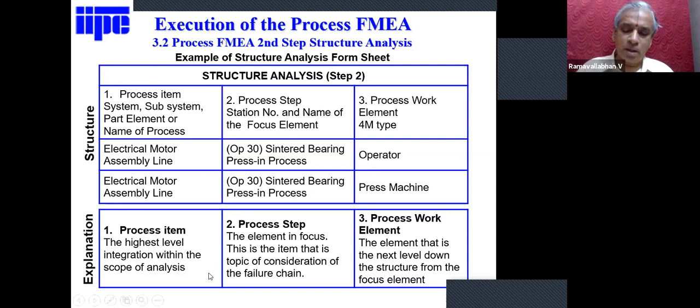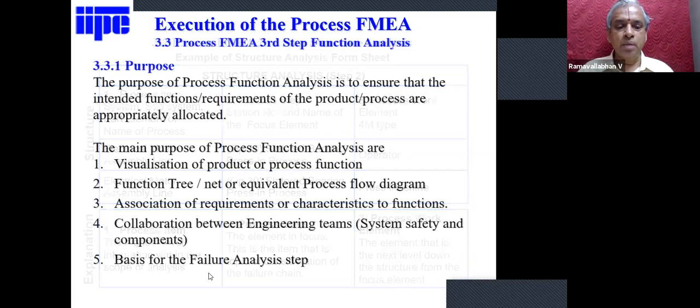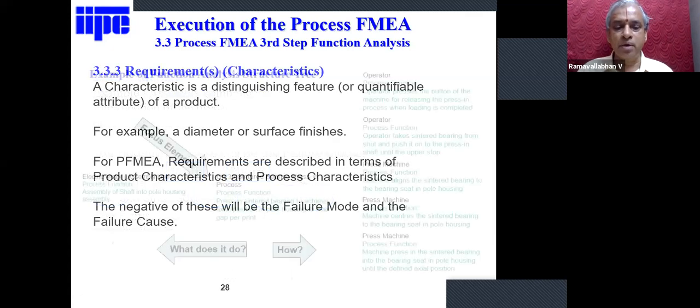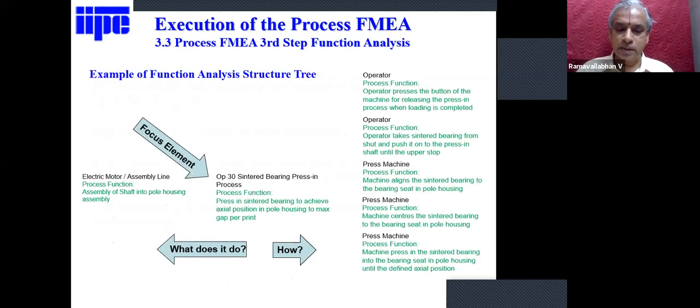Now each column has its own function. Now you are moving to the function. Function should be in the form of verb and noun. What is a verb and noun? Pressing is a verb. Whatever has to be done is called a verb. And bearing is a noun, a name. Pole housing is a name. When you are describing a function: press-in sintered bearing to pole housing. This is the function.